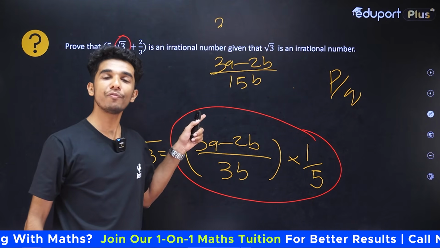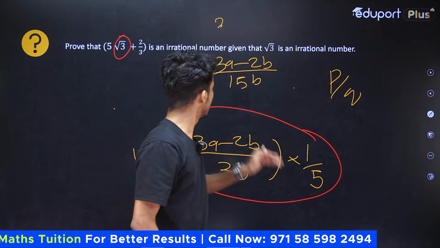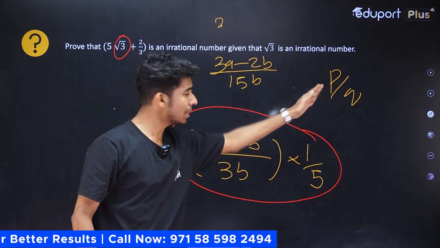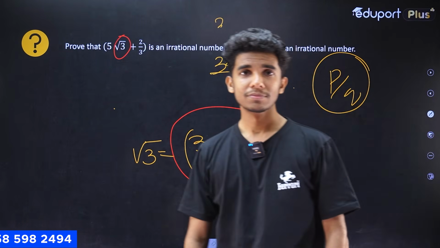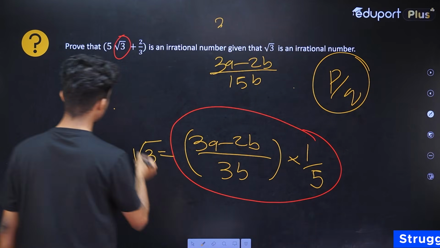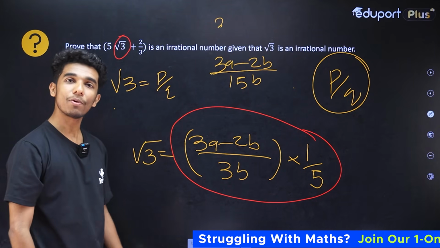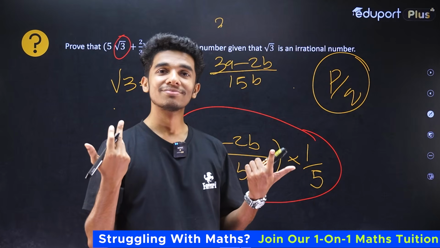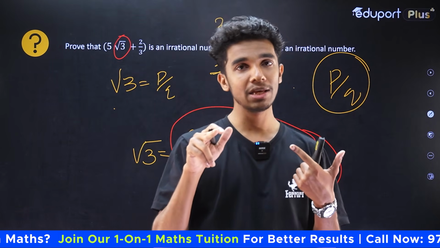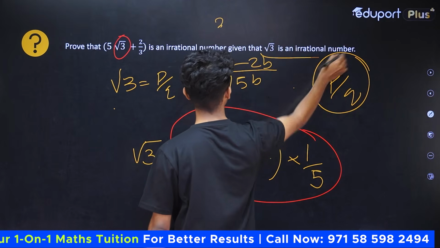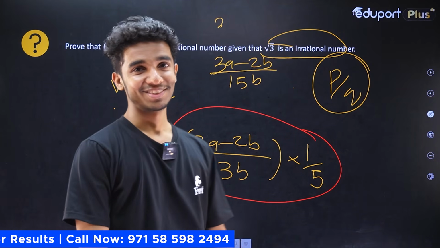It is in the form of P by Q. 3A minus 2B is an integer, some integer P. 15B is an integer Q. So root 3 is equal to some P by Q. Is it possible? No. Any number written as P by Q is rational, given that root 3 is irrational. It's a contradiction.